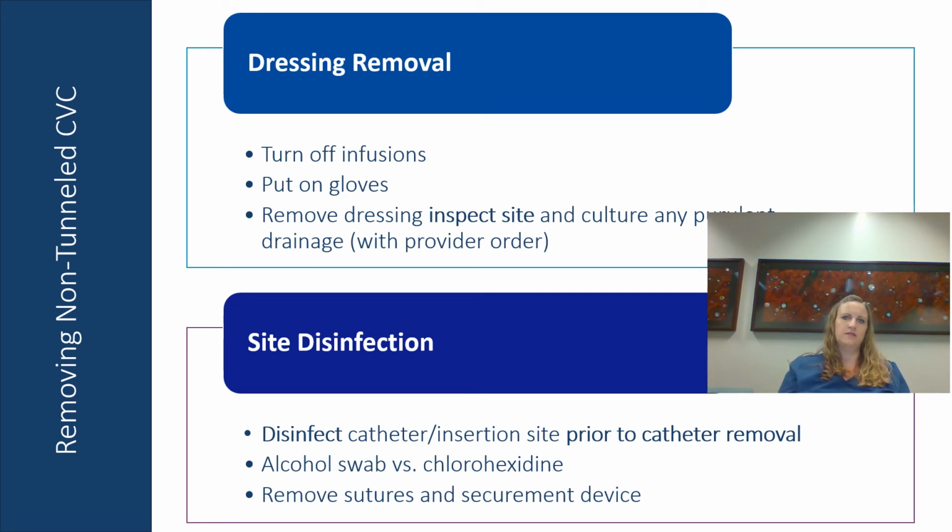You're going to want to disinfect the catheter and the insertion site prior to the catheter removal. If you're culturing the catheter tip, you're only going to want to use an alcohol swab stick. That's it. Only cleanse with alcohol if you're going to culture the tip of that catheter. If you're not culturing the tip, you're going to disinfect the site with chlorhexidine for 30 seconds and allow to dry. If the patient is allergic to chlorhexidine or if they are less than 37 weeks gestational age, you're going to use povidone iodine and let it air dry for 1 to 2 minutes. You're then going to remove the sutures and any securement devices that you have on the line.